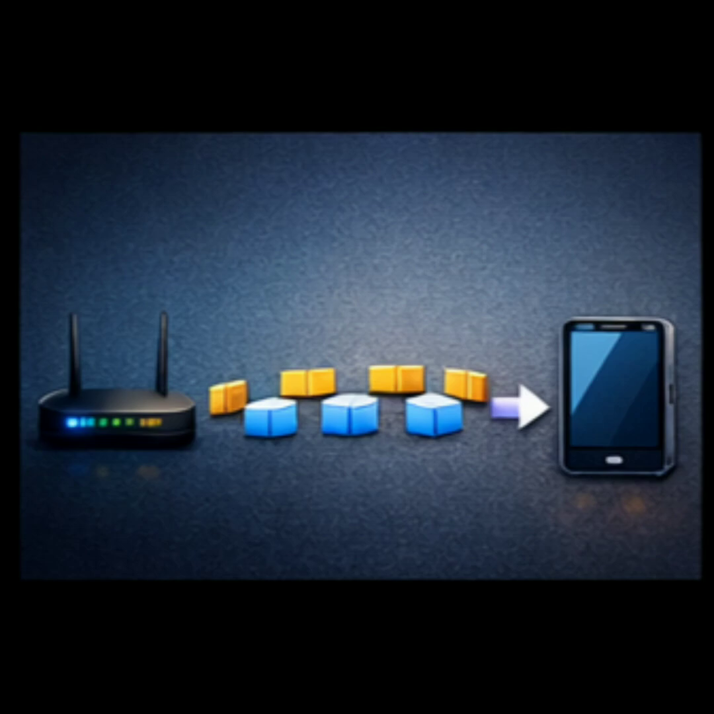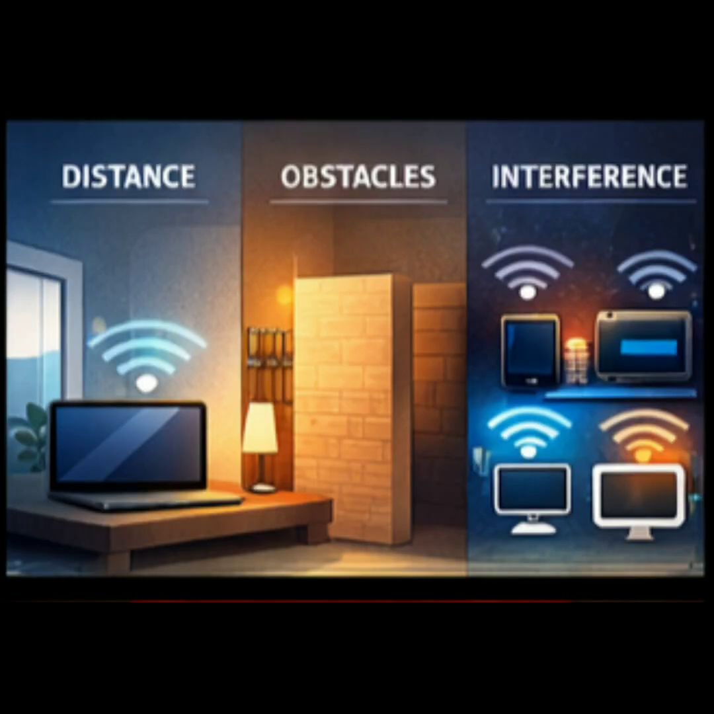So if Wi-Fi is so fast, why does it sometimes slow down? There are 3 main reasons. 1. Distance. The farther you are from the router, the weaker the signal. 2. Obstacles. Walls, furniture, and even people can block signals. 3. Interference. Other devices using the same frequency can cause congestion. Think of it like trying to talk in a noisy room. The more noise, the harder it is to hear clearly.